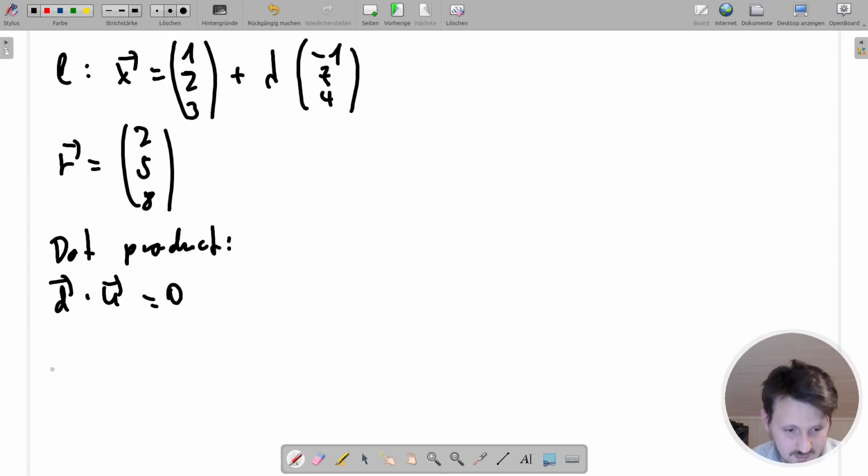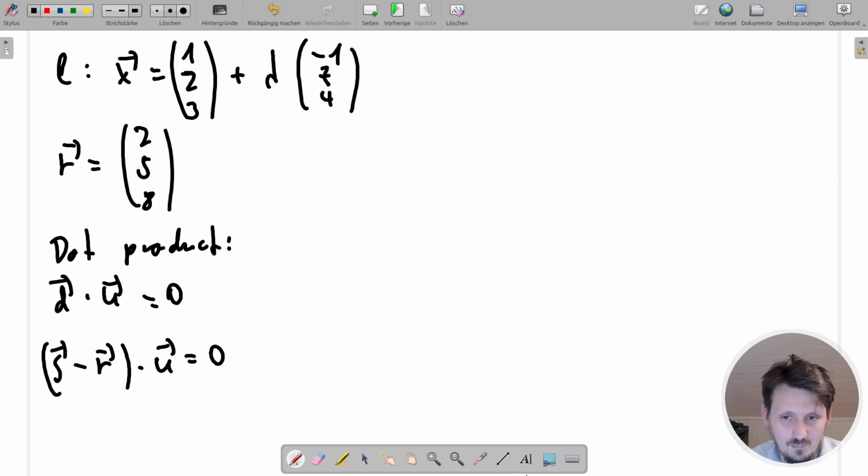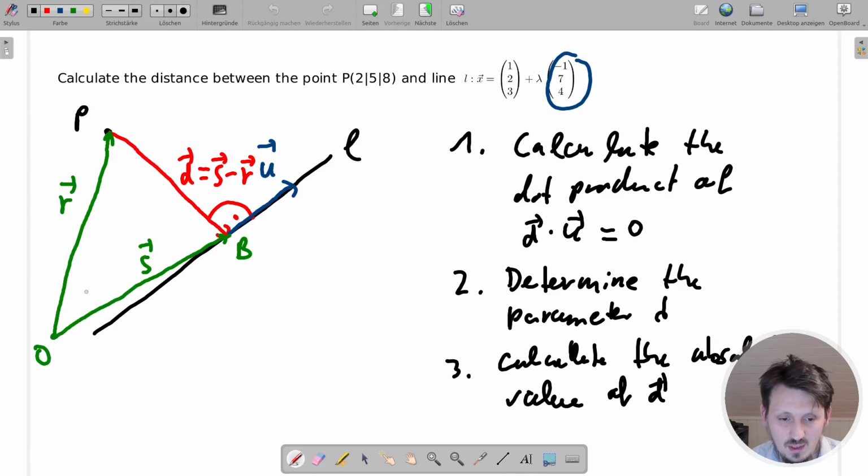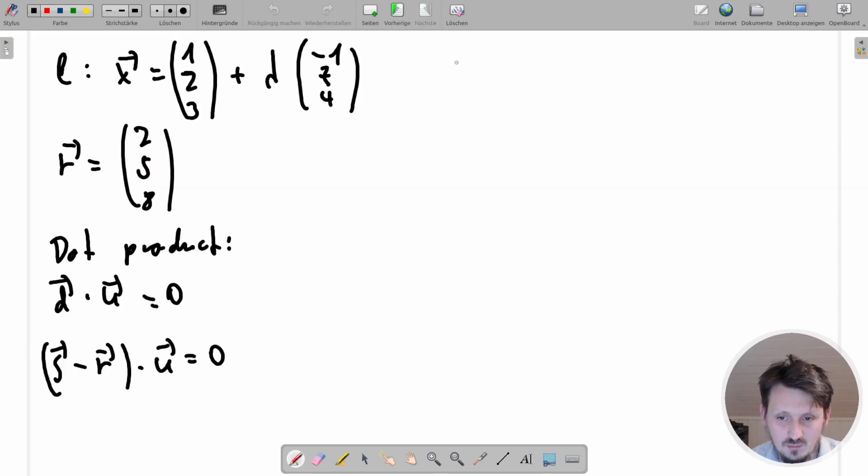So what we do is insert the difference s minus r times u equal to 0. For s, we can of course insert our line equation. So s points to this point here on the line, which means we can directly insert this part here, and our vector r points to P. And u is also given. This is, as I said, the direction vector of the line.